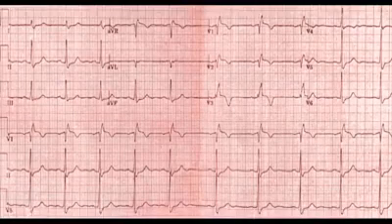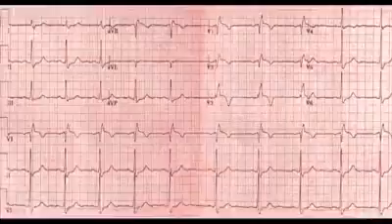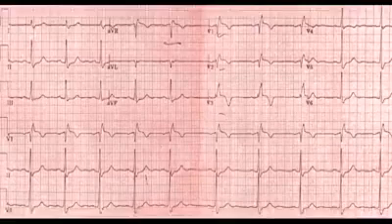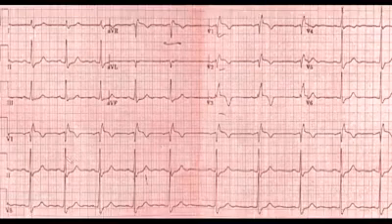Let's go through our evaluation. Remember our 5-step process. The first thing that we want to look at is rate. We can pick the easiest place to look at, which is the QRS complex. Here, for instance, we'll look at these two.